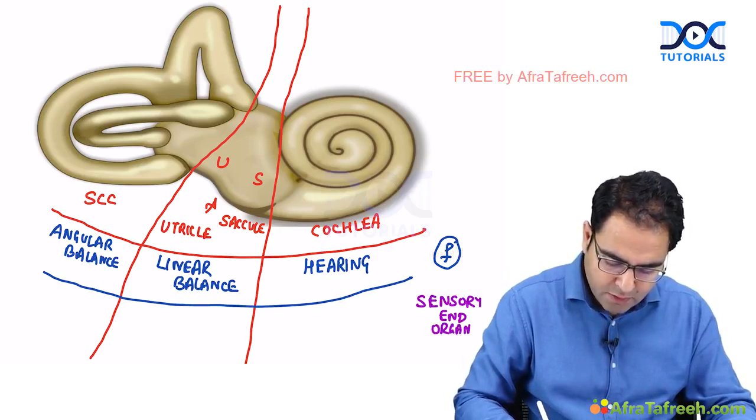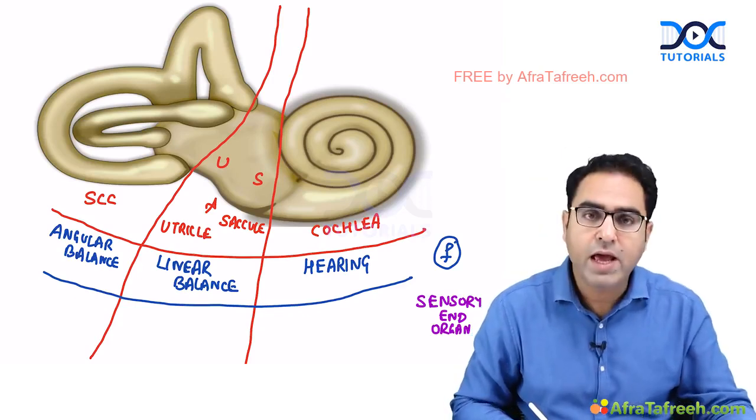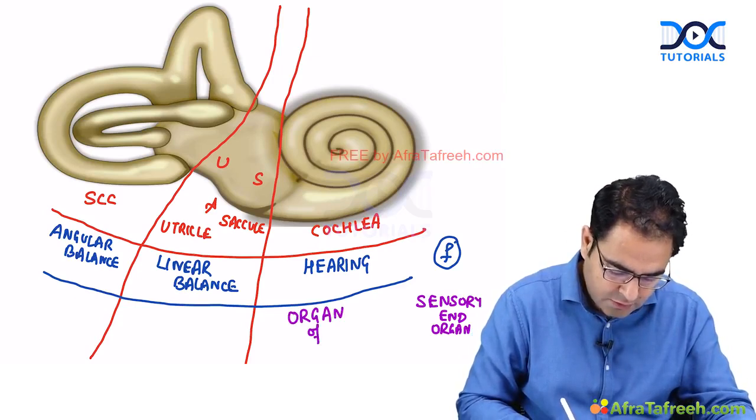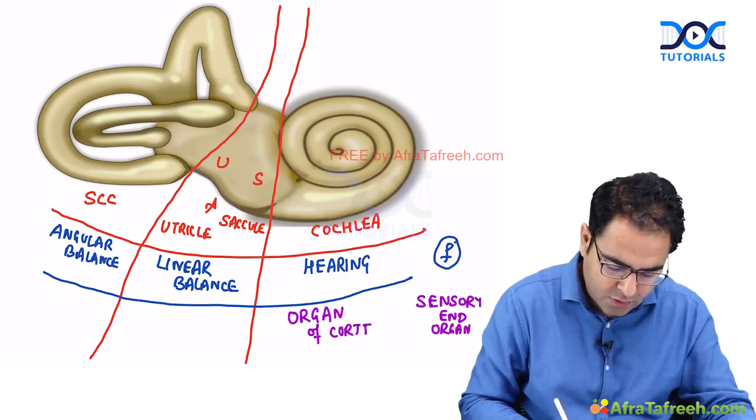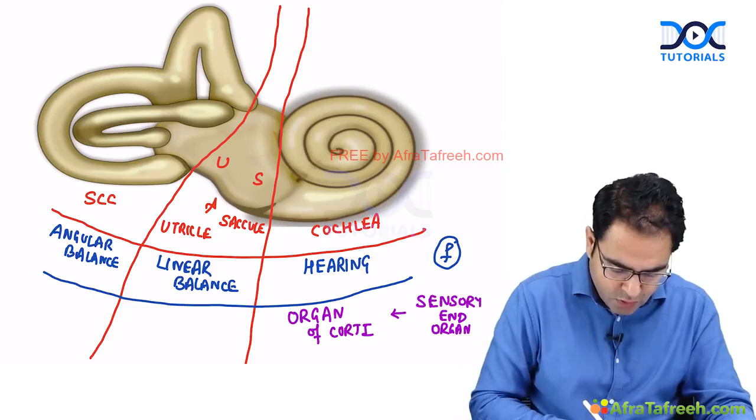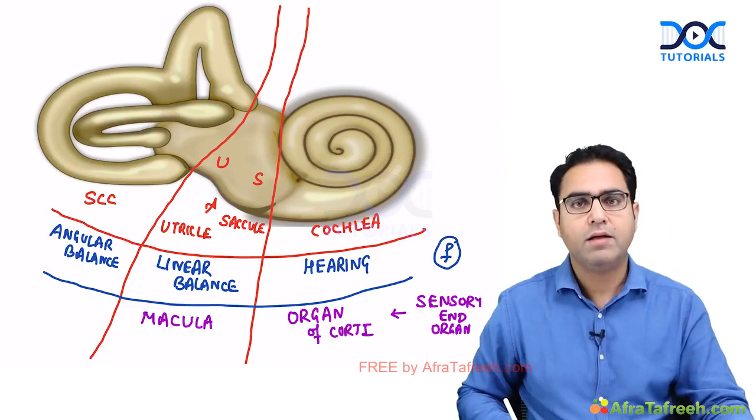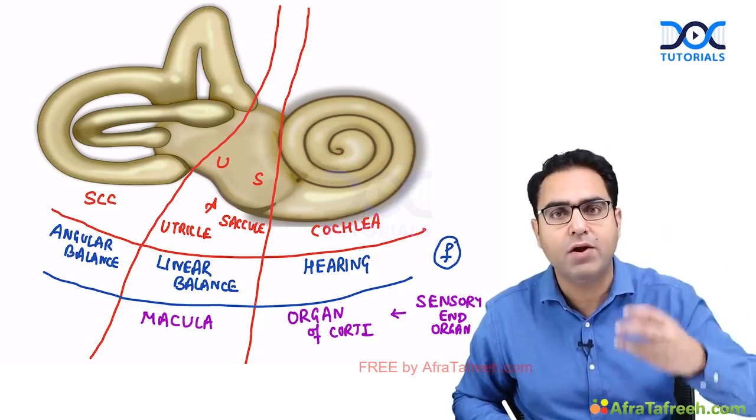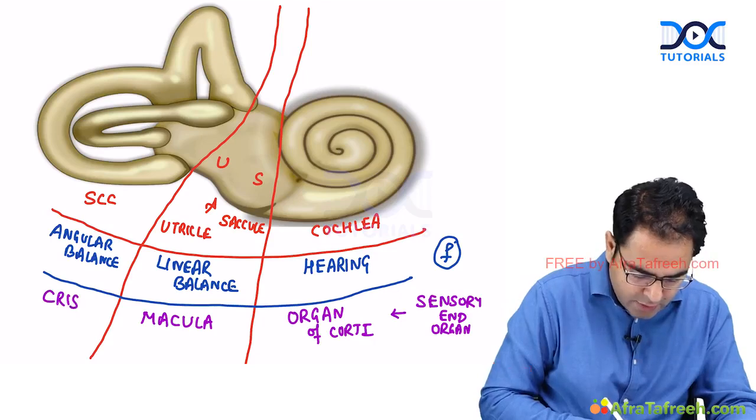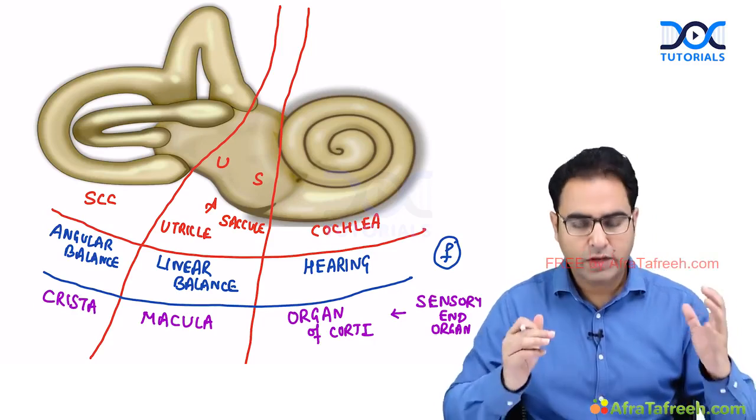Every sensation is carried through a receptor. For hearing, the cochlea has the organ of Corti. The sensory end organ of the cochlea is the organ of Corti. For the utricle and saccule, we have the macula. Macula is the sensory end organ of the utricle and saccule. And number 3, the canals have the crista. Crista. Okay. Look at this diagram, beta.